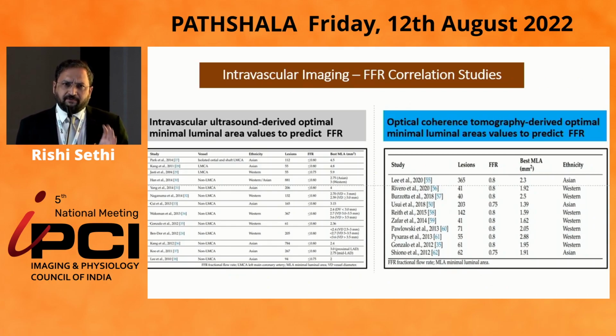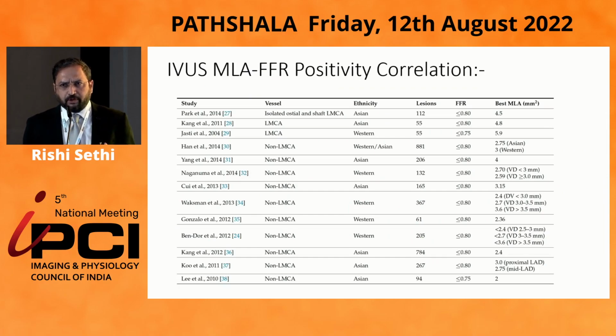Now, numerous trials have tried to address this whole issue of trying to find an equivalent MLA which corresponds to an FFR positivity. The data with intravascular ultrasound is a little larger than with OCT, but essentially those clinical trials of intravascular imaging have tried to find some correlation between a mean cutoff MLA and FFR positivity. And when we try to do that, we have to remember there are many caveats. Whenever we're trying to find that mean cutoff, we have to look for what kind of vessel we are dealing with. Is it the left main or the non-left main disease? The cutoffs will depend on that.